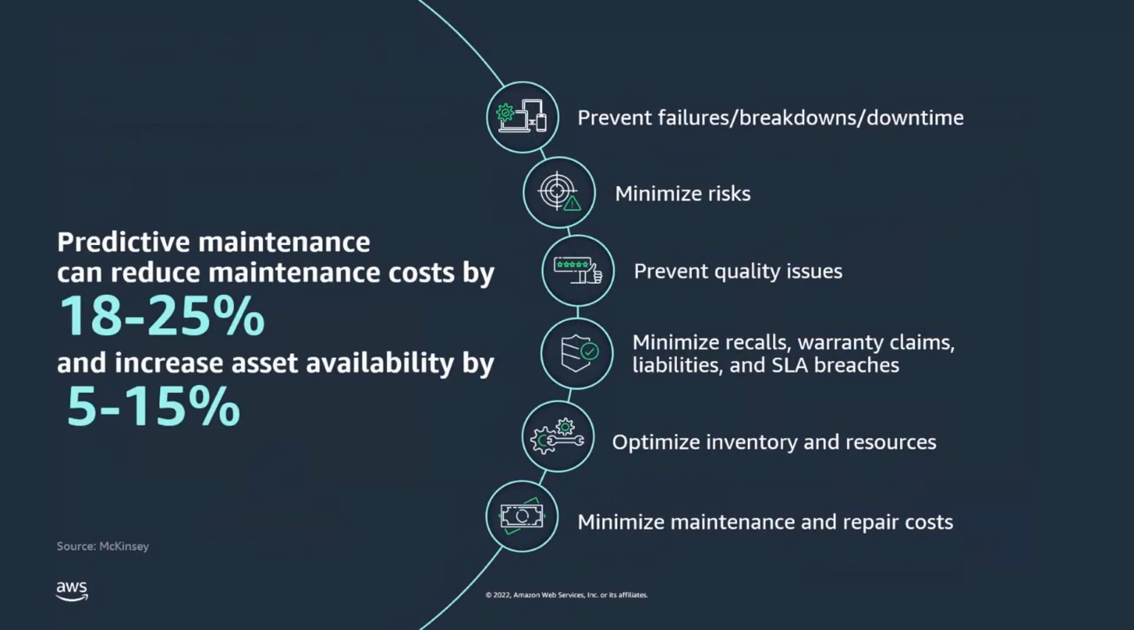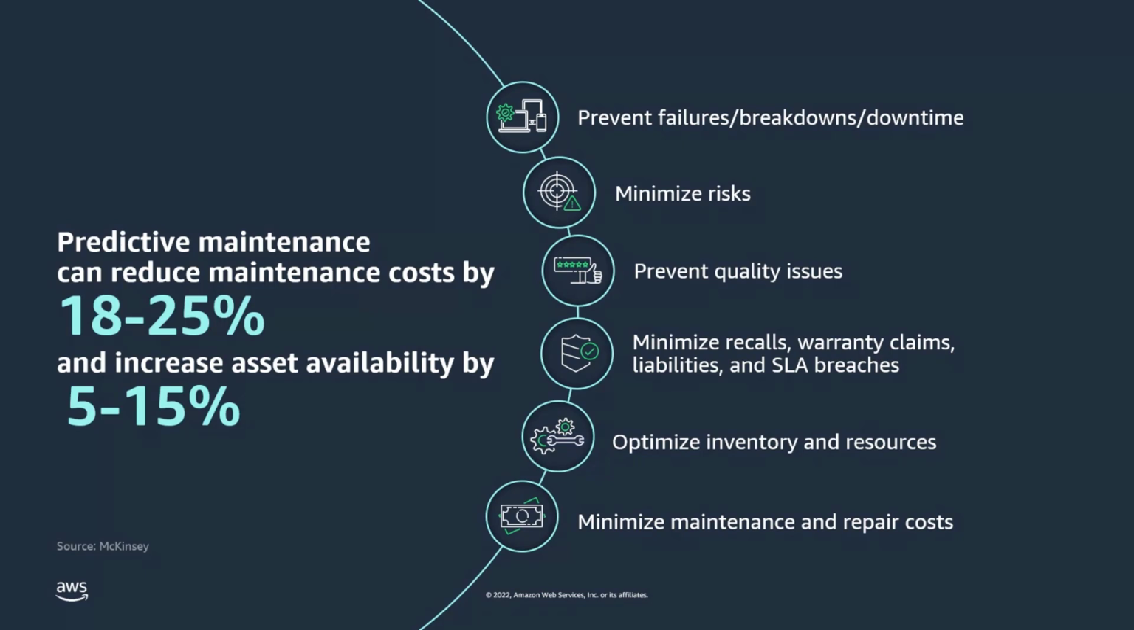According to one study by McKinsey, predictive maintenance can reduce maintenance costs by 18 to 25% and increase asset availability by 5 to 15%. So how? Well, first, by preventing failures, breakdowns, and downtime. Knowing when something needs to be repaired or what needs to be repaired and where at the right moment can reduce the overall downtime that you have on something like conveyance systems.